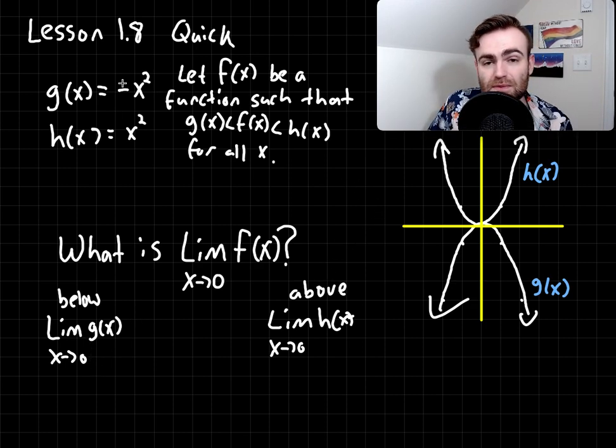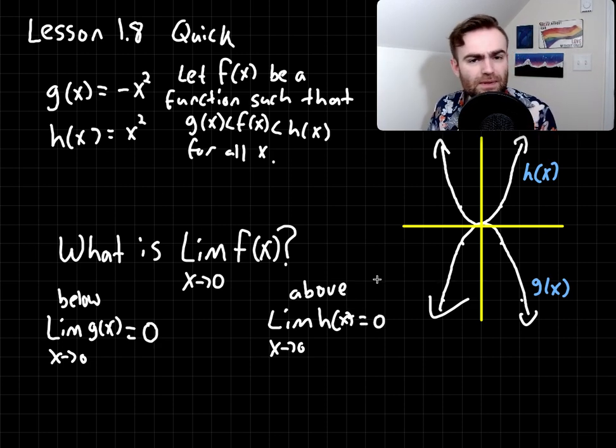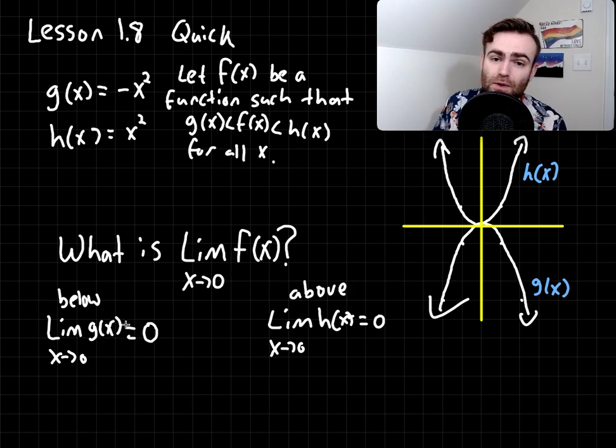Well, if I directly substitute 0 into the g, I get 0 squared, which is 0, and then the opposite version of that, which is still just 0. And for h of x, I get 0 squared, which is also 0. So let's think about that. G is defined to always be below f, and h is defined to always be above f, but they're both approaching 0 at 0. So that tells us that our function has to approach 0 as well, because it's in between 0 and 0. And there's only one number that satisfies that, 0.